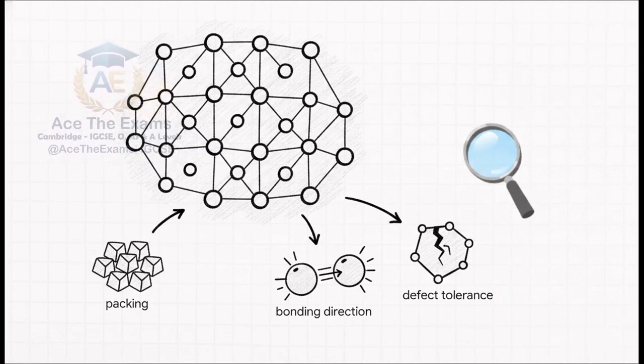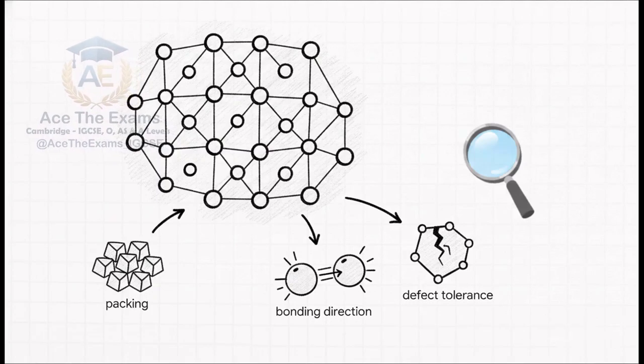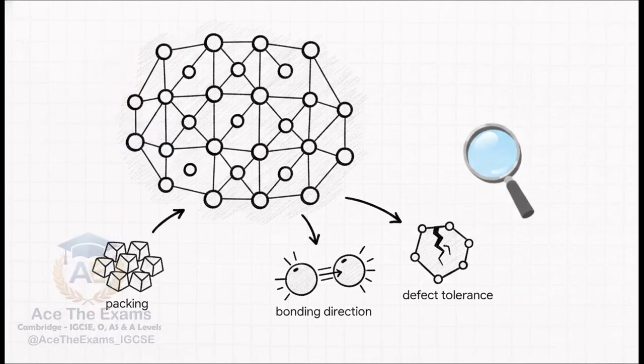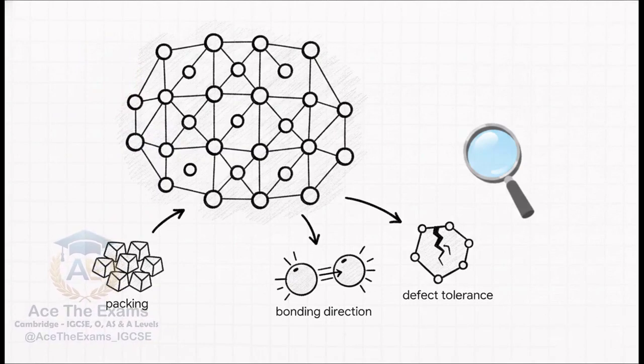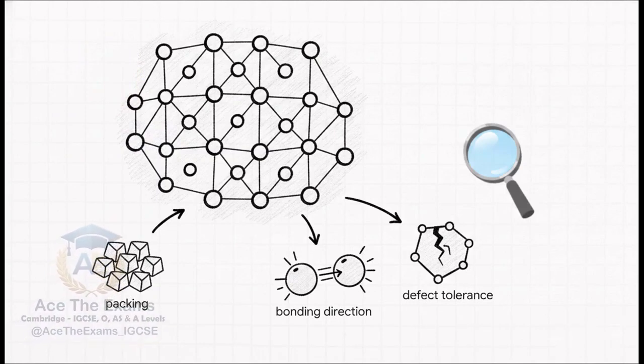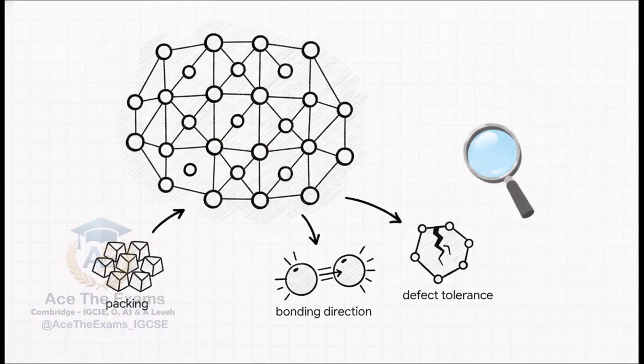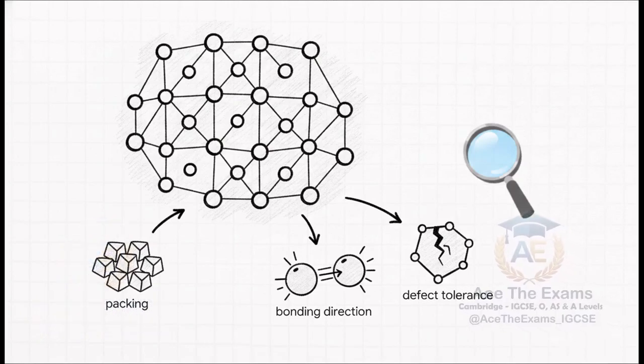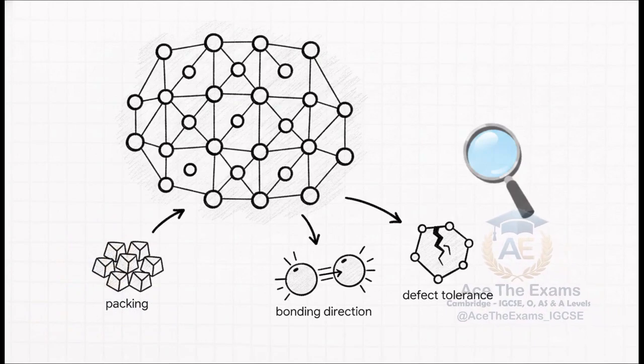First, packing, which is how tightly atoms squeeze together. Second, bonding direction, which refers to the specific geometric angles of those connections. And third, defect tolerance, which is how well the material actually resists cracking under stress. You aren't just mixing metals here, you're fundamentally altering the crystal's entire architecture.